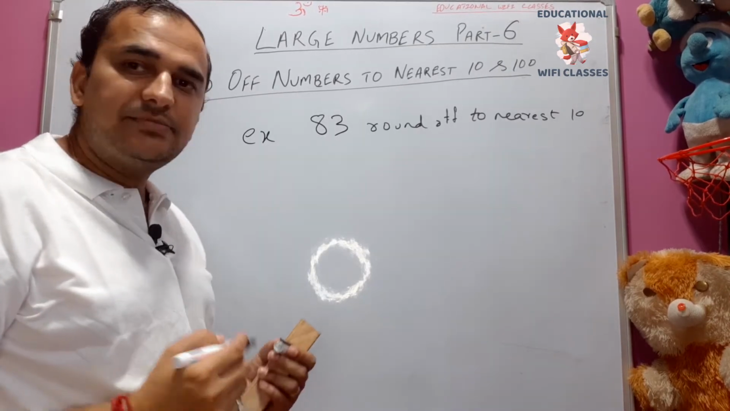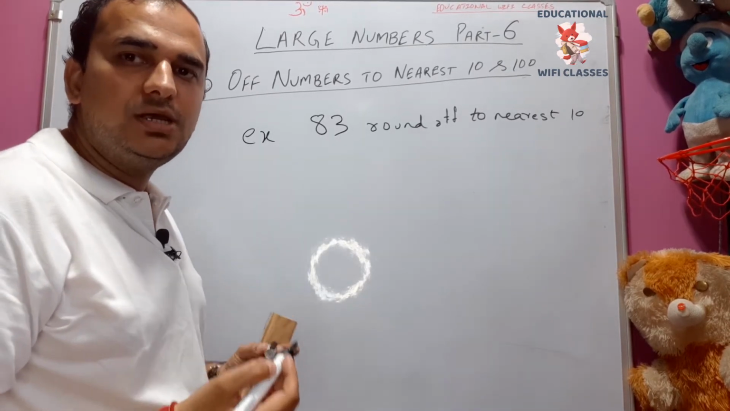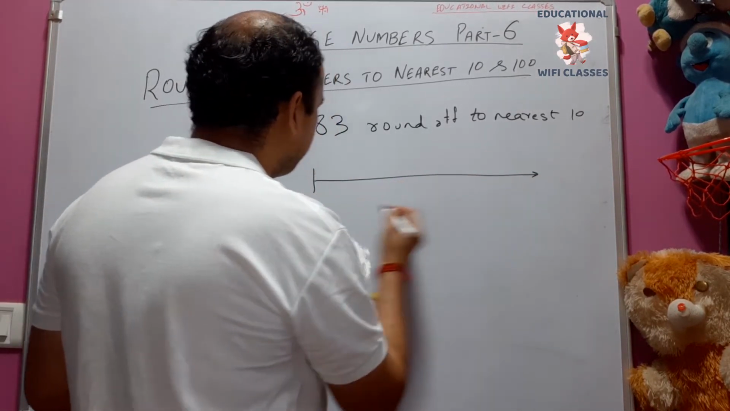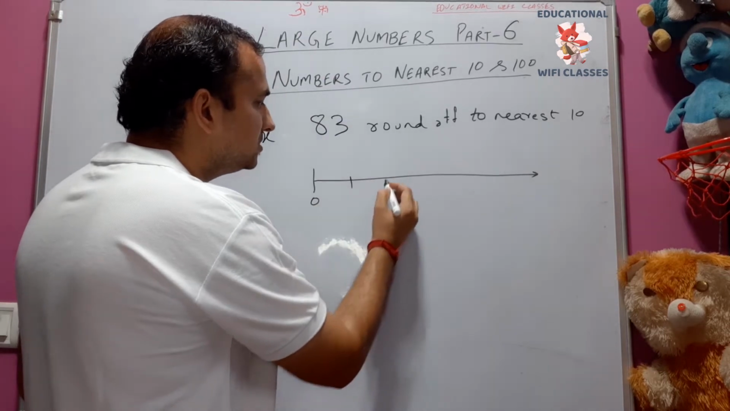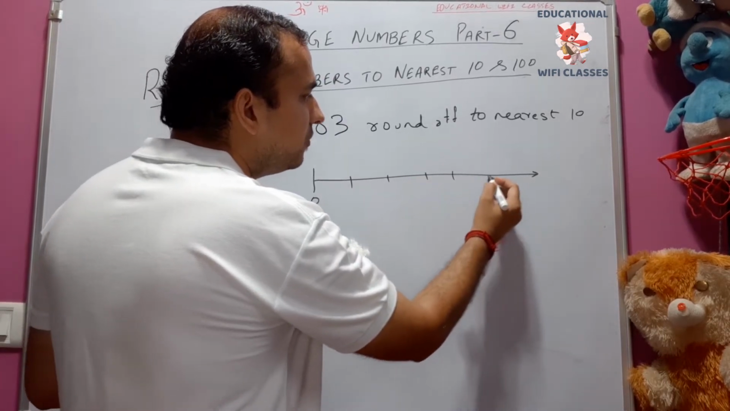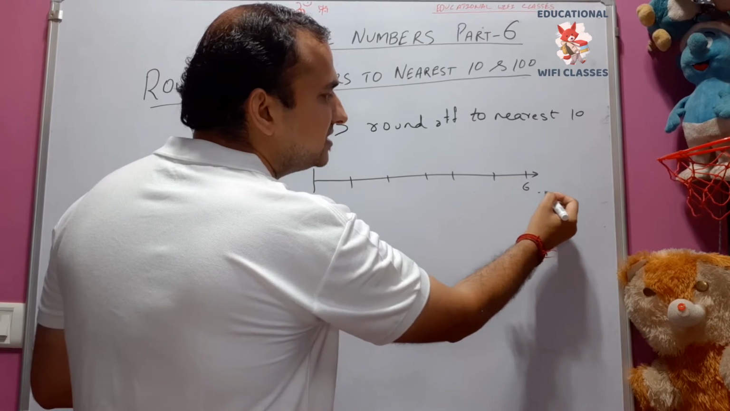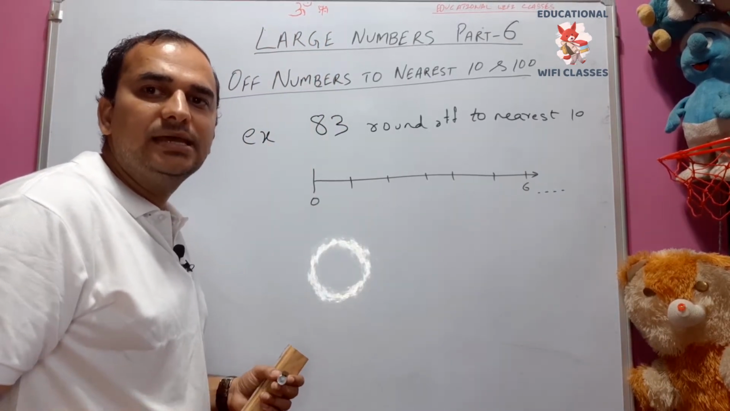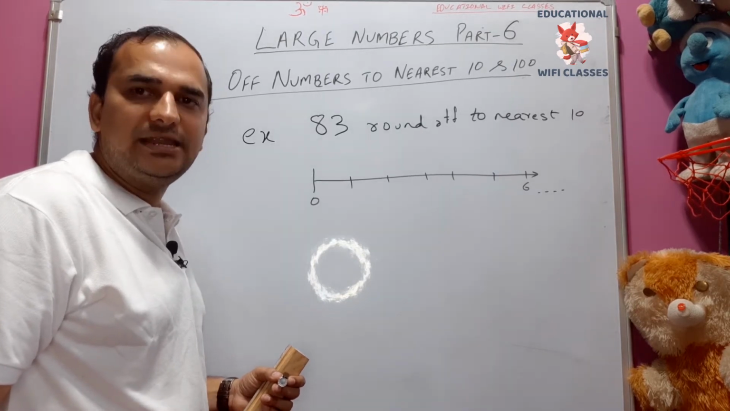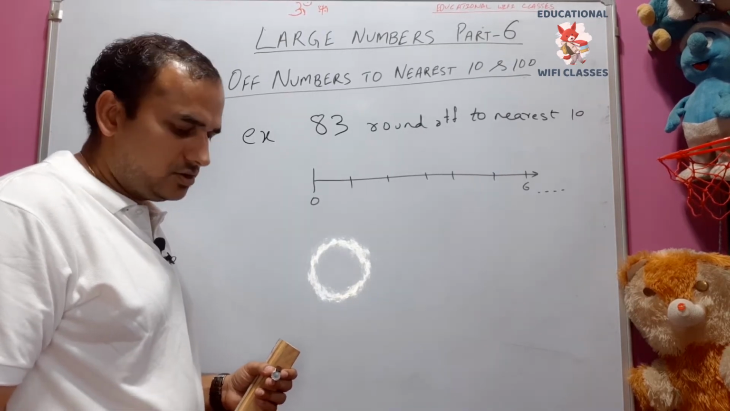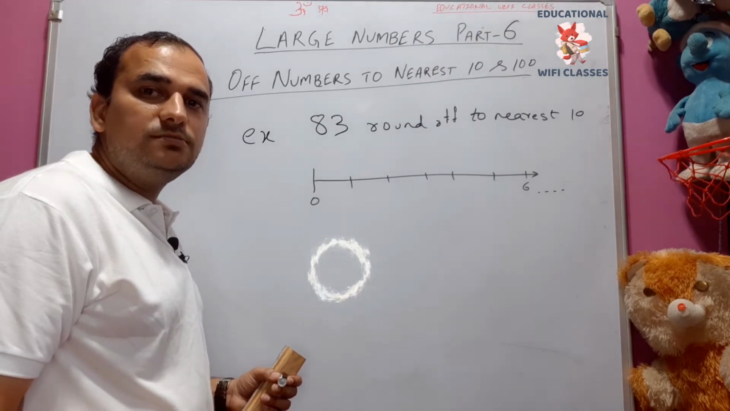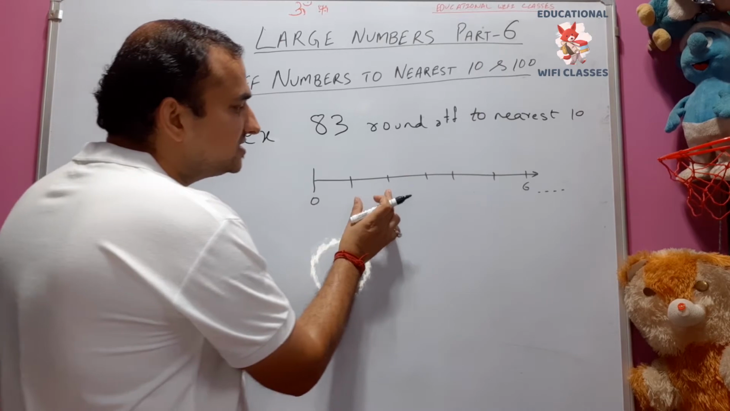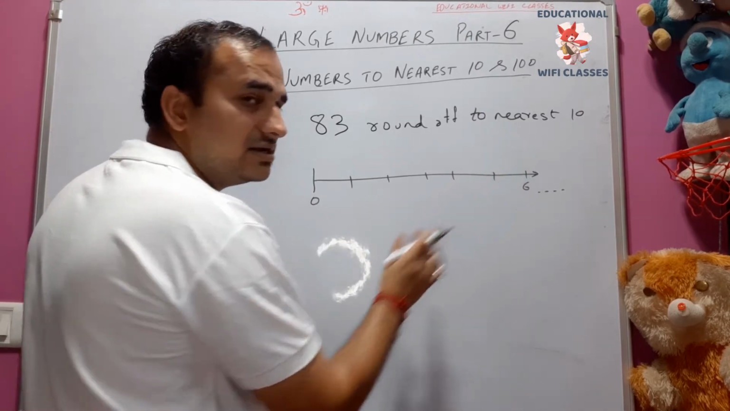What does it mean by segments of 10? I will explain you on a number line. We make a number line and here 1, 2, 3, 4, 5, 6. I make the segments and it goes on, because previously I have told you about the number line. Number line doesn't have any end. It continues further on and on and on. So this is one segment, this is second segment, third, fourth, fifth, and it goes on like this.